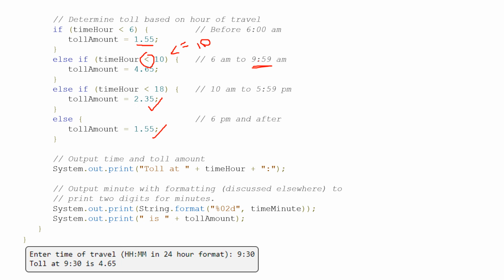Here the input given is 9:30 in the morning, so the total amount will be 465, because 9:30 comes right here.